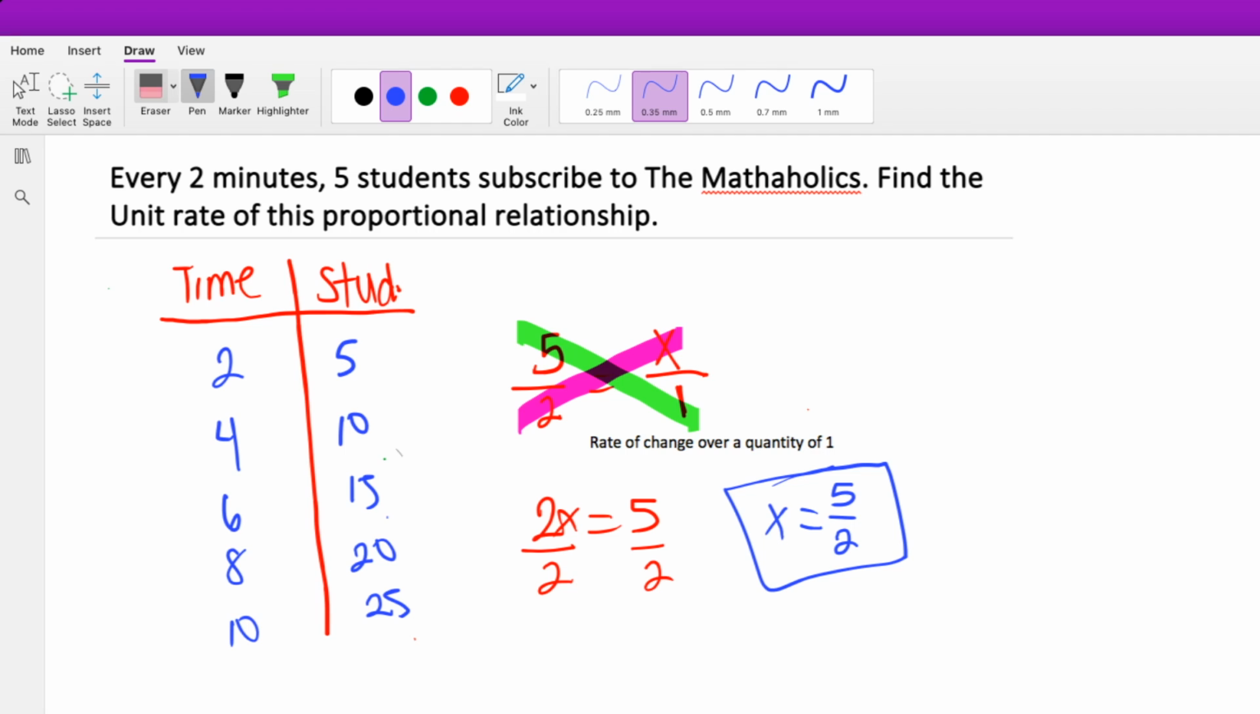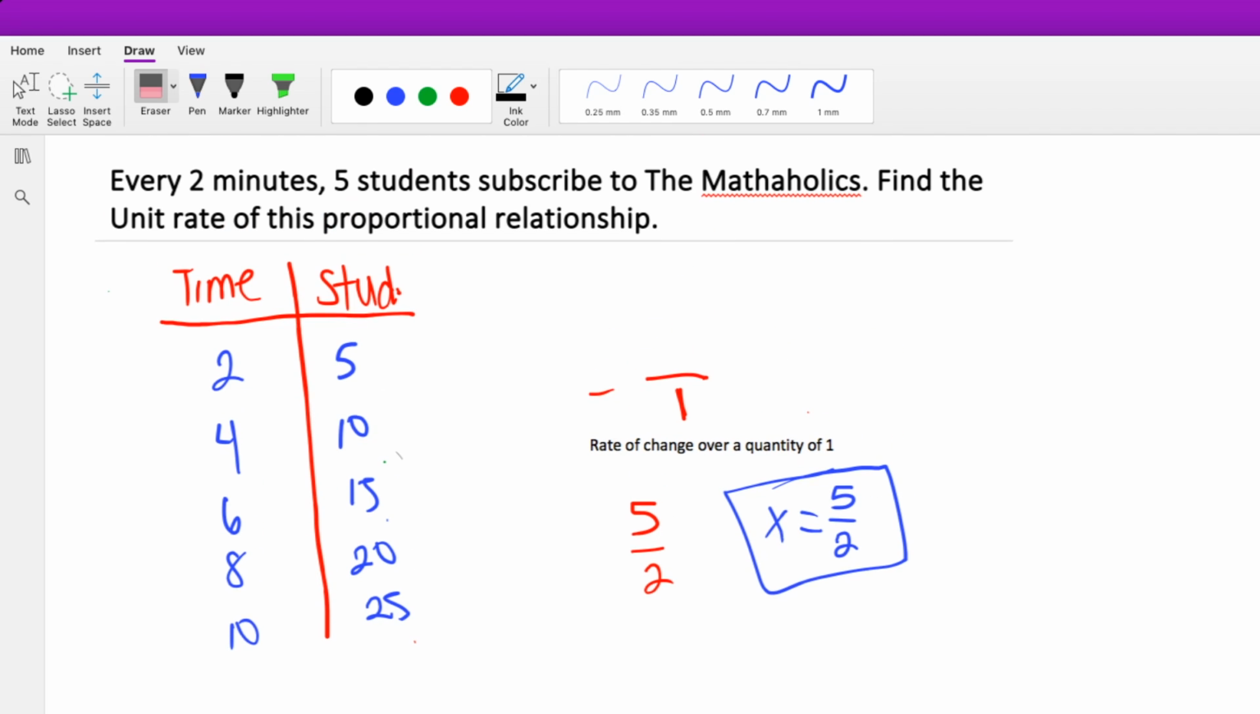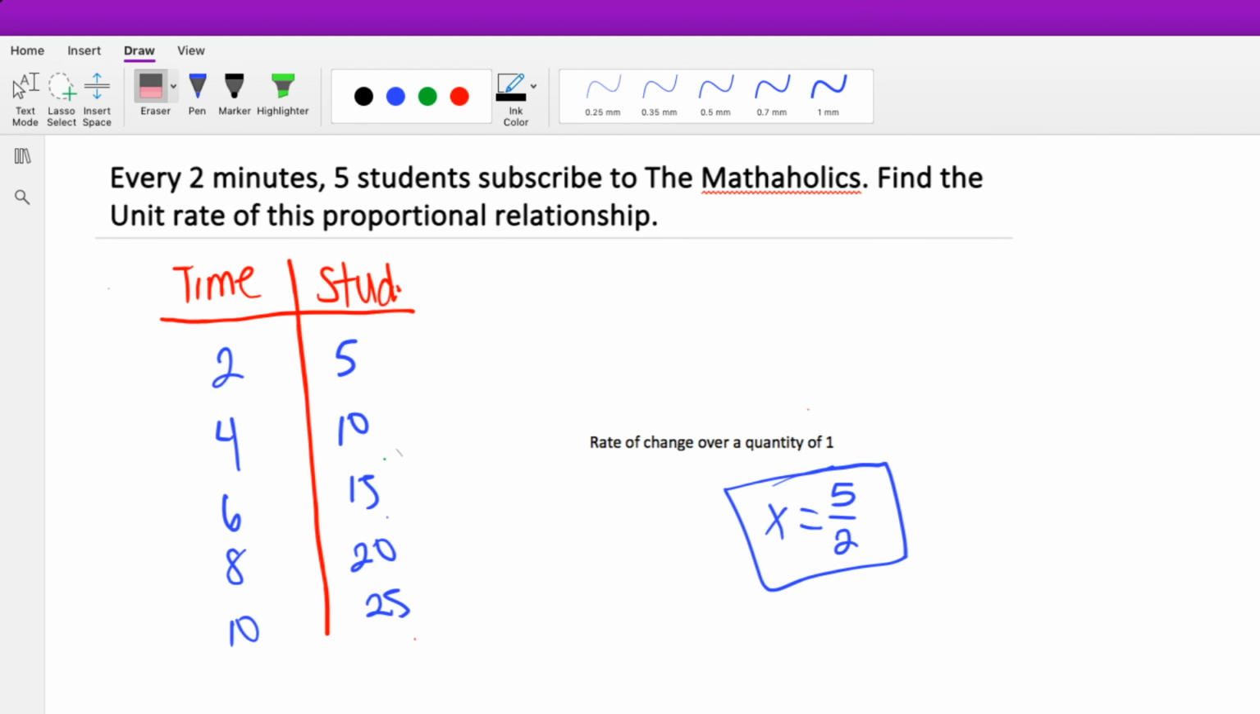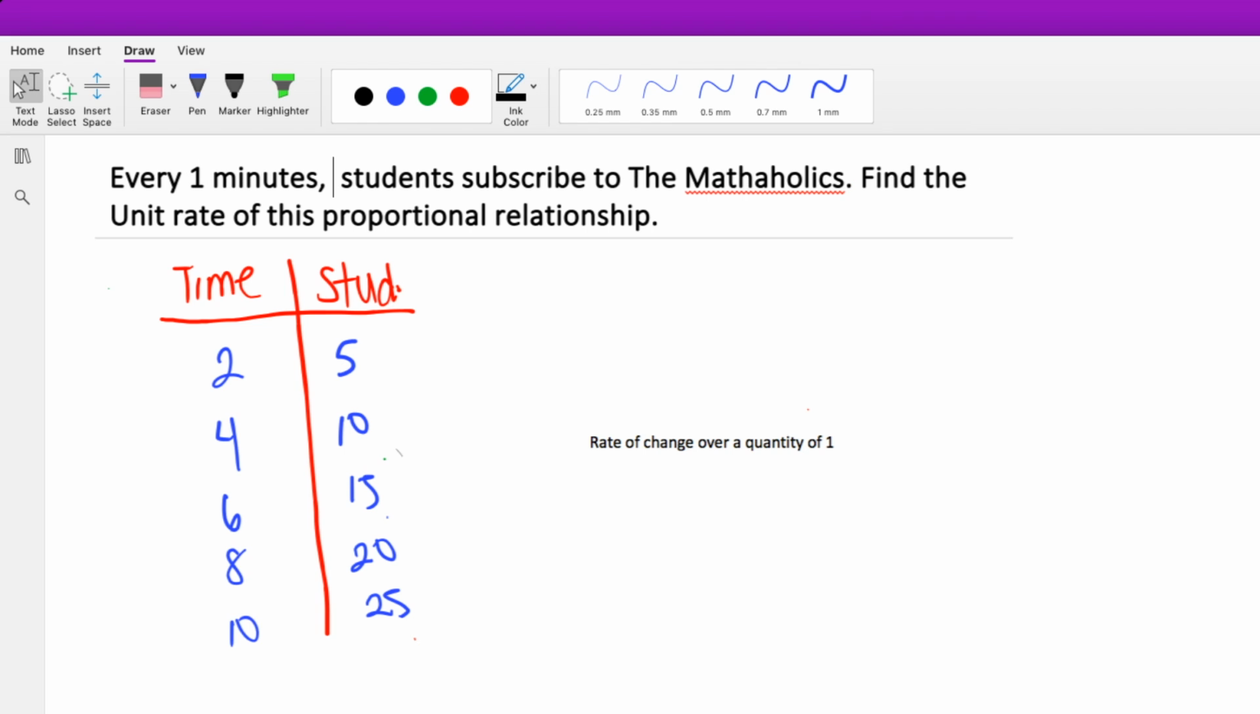Let's try one more example and see, just for the practice of it. Okay, and I'm just going to make this up off the top of my head. Let's say every 1 minute, 10 students subscribe to Mathaholics. Find the unit rate of this proportional relationship.